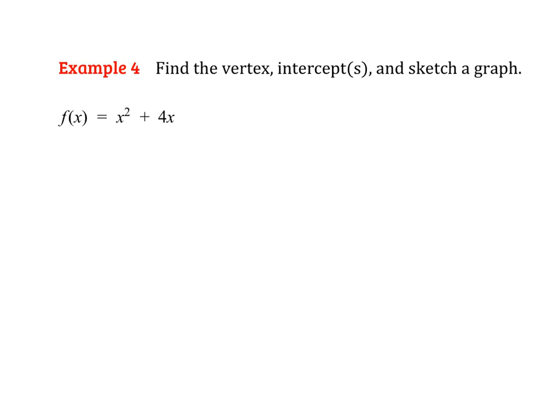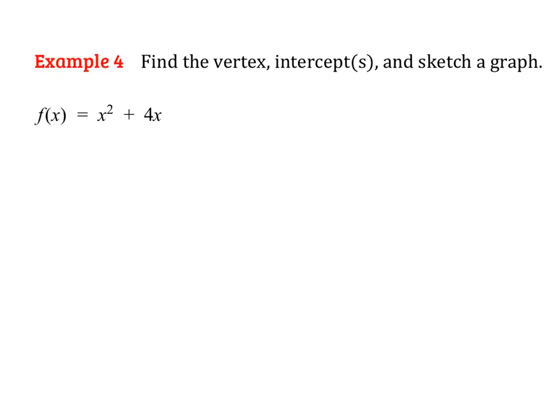Okay, let's give one of these a try. So here we're going to find the vertex, and we're going to do this with the formula, and then we'll see if we can also find the intercepts and sketch a quick graph. So again, we're going to use the formula x equals -b over 2a. So here we have -4 over 2 times 1. So we have x equals -2, and now let's find f(-2).